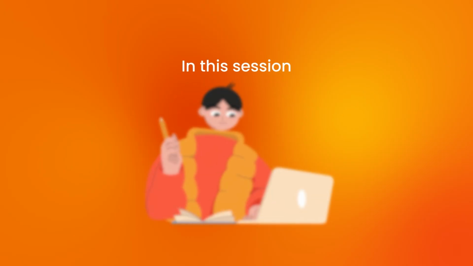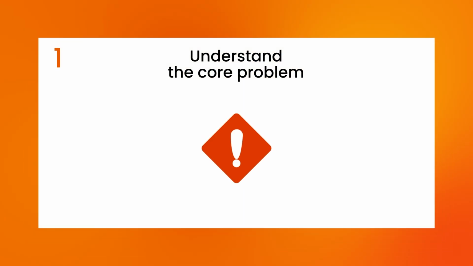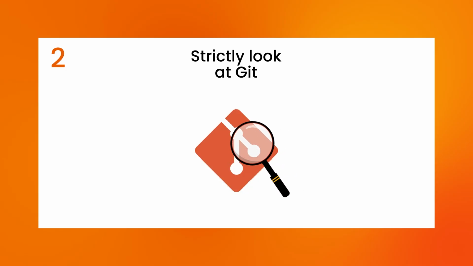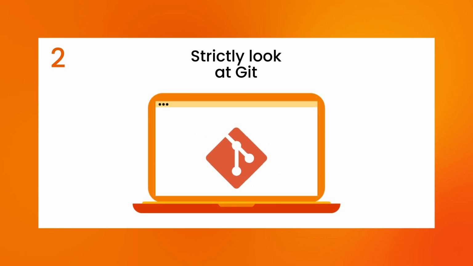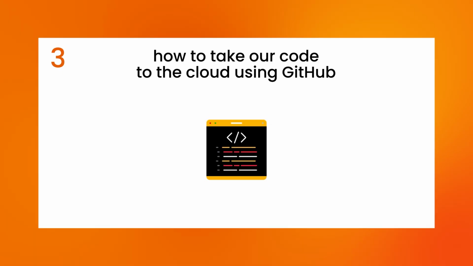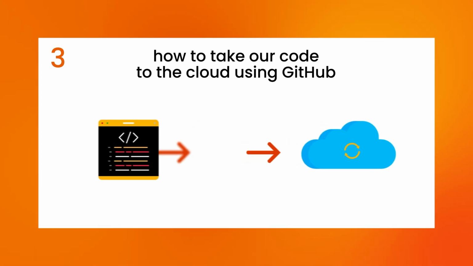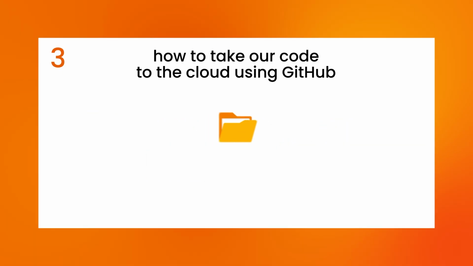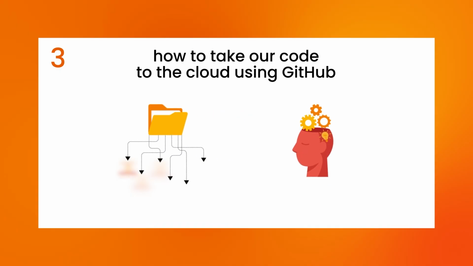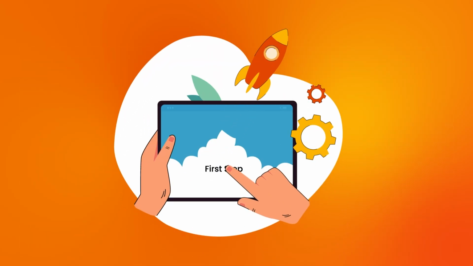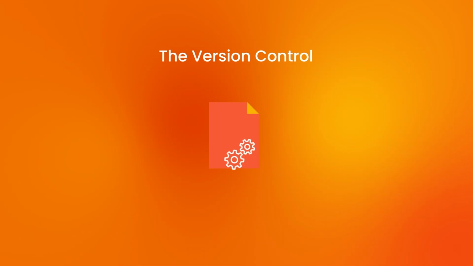In this session, we will cover exactly what you need to learn as a beginner in the industry. First, we will understand the core problem that version control solves. Second, we will strictly look at Git and the exact daily workflow to track your code locally. Third, we will learn how to take our code to the cloud using GitHub, where we will also cover how to safely experiment with branches and handle emergency survival skills like stashing with your remote team. So let's start our journey with the very first step by understanding version control.